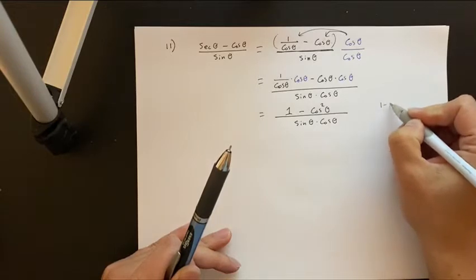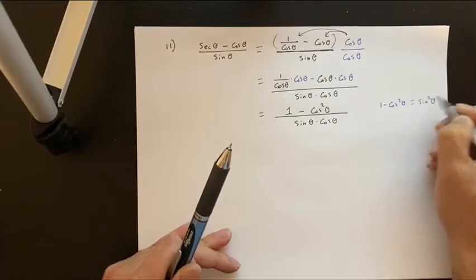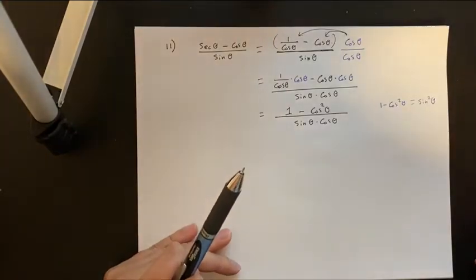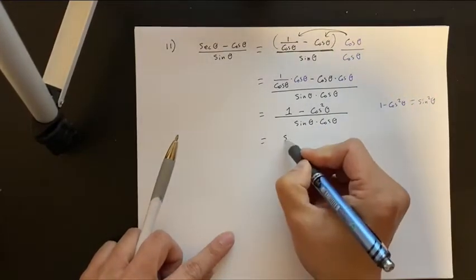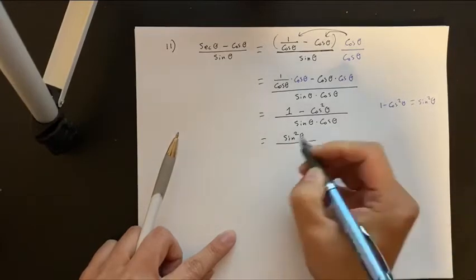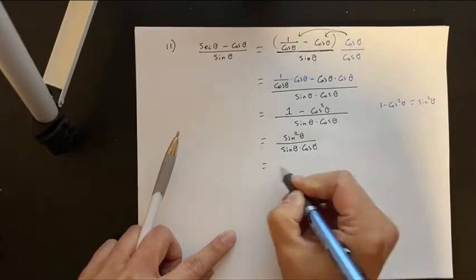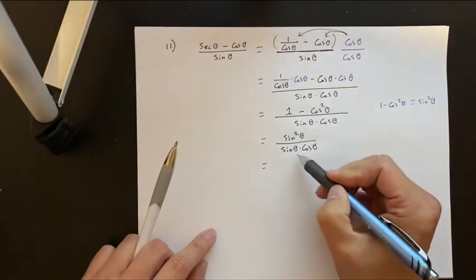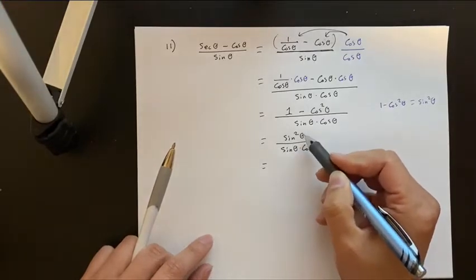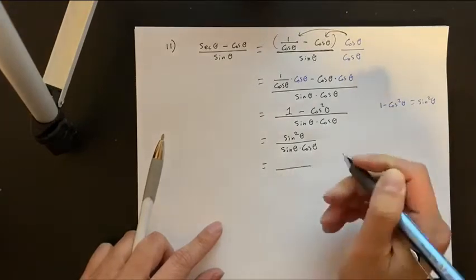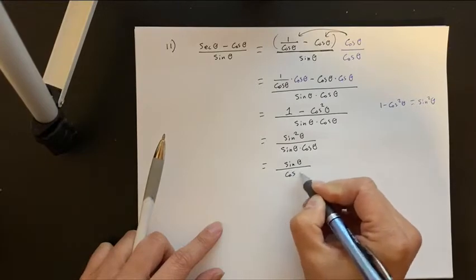1 minus cosine square theta is the same thing as sine square theta. Okay? All right, so I get to replace that 1 minus cosine square theta with sine square theta. And the bottom is sine theta times cosine theta. And we have 1 sine on the bottom. We have 2 sines on top, sine square on top. We have a sine on the bottom. One of them will cancel out. That leaves just 1 sine on top. And this cosine to be on the bottom.